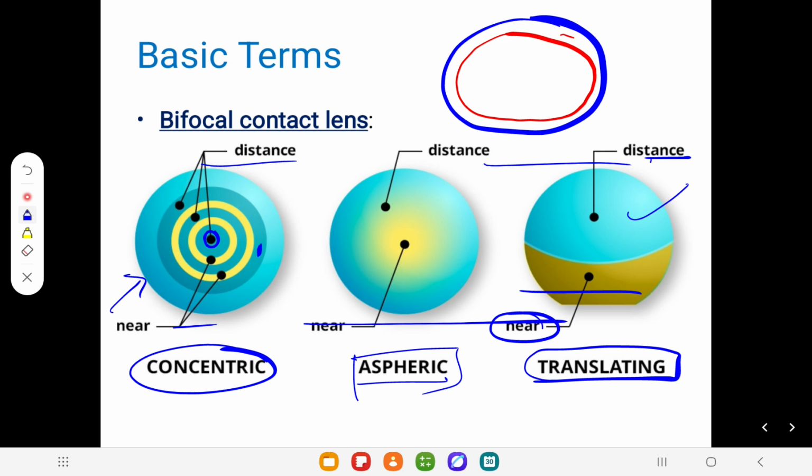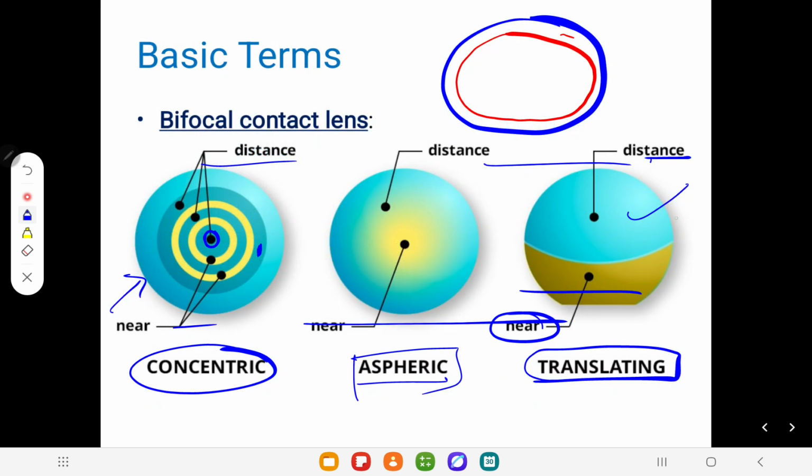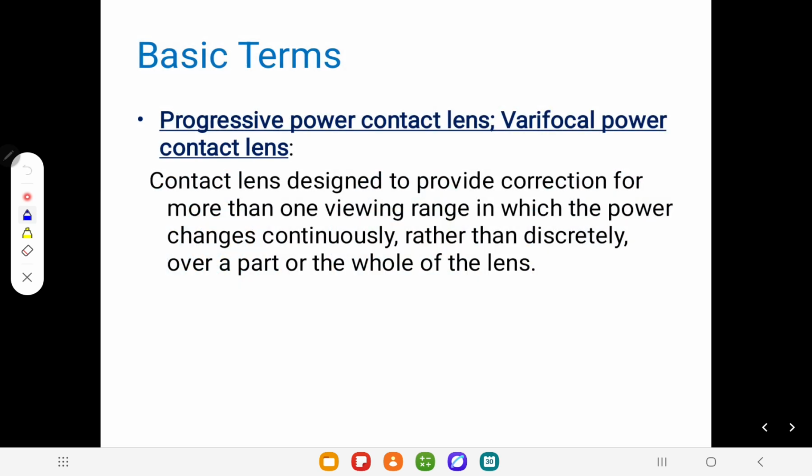Yeah, so that's it. So progressive power contact lens or varifocal power contact lens. What do you mean by that? A contact lens designed to provide correction for more than one viewing range, in which power changes continuously rather than discretely over part or the whole of the contact lens. It's basically like the progressive spectacle, isn't it? So it's not like a discrete transition, it's not like translating. Yeah, it's like there is a progressive change in the contact lens. So that's what we call progressive contact lens. Another term is varifocal power contact lens.